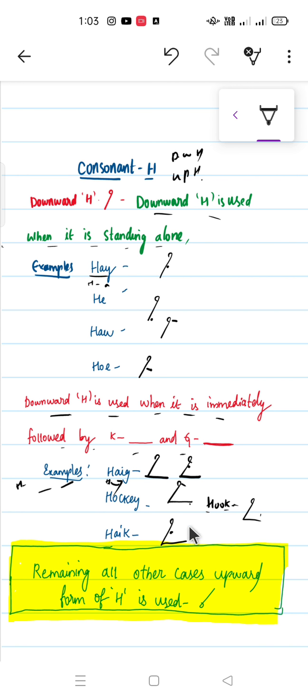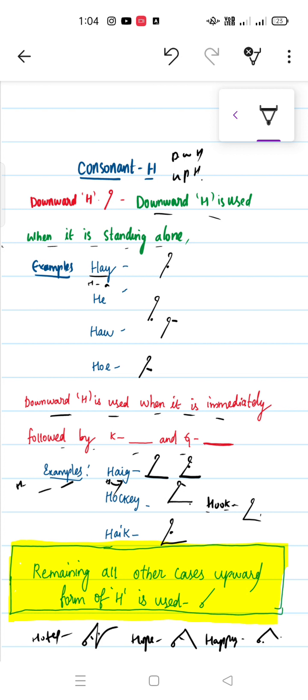In all other cases we need to use upward H, like hotel, happy, hope and all. You see here hotel. In hotel upward H will be used and TL, hotel. And in hope, upward H, P, hope. Happy, upward H, P, happy. Got it? Only when it is standing alone, or when it is immediately followed by K or G, we need to use downward H, and in all other cases we need to use the upward form of H. Hope this chapter is clear for you all.